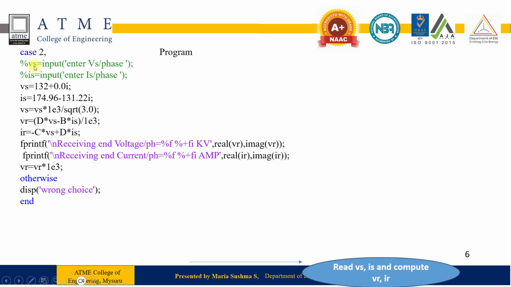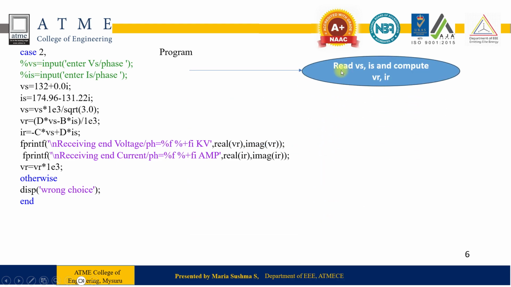Then we have case 2. Here we have to read VSIS and compute VRIR. So we are having the given data VSIS and we are finding VRIR. The calculated values are to be displayed, so we are using fprintf statements for displaying the values.